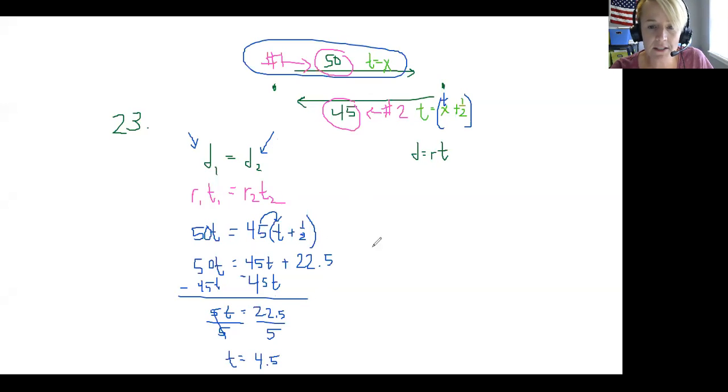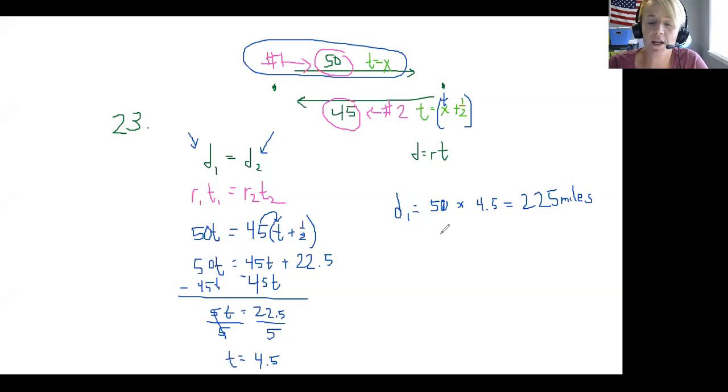So that basically means that my trip, my D1, my trip for the 50 miles per hour is going to be 50 times 4.5. So 50 miles per hour at 4.5 hours is going to give me my total trip. I think it's 225. Let me put it in here. 50 times 4.5. Yeah, it's 225 miles. So 225 miles is what the distance is.